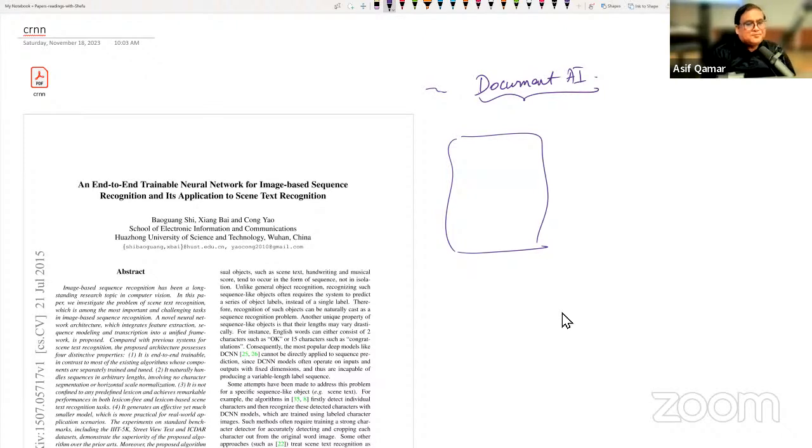But today, I will go back to one of the original papers. We live in the world of transformers. Everything is done through transformers these days.